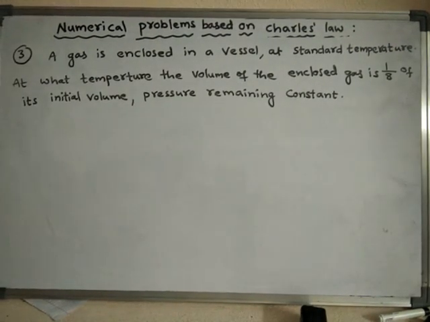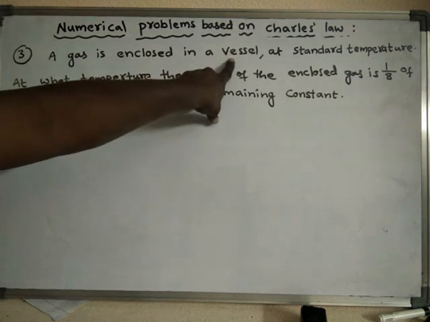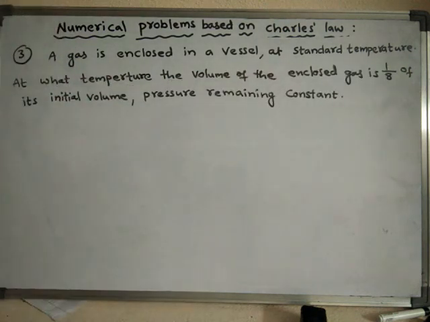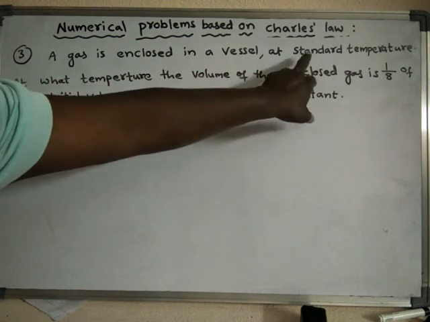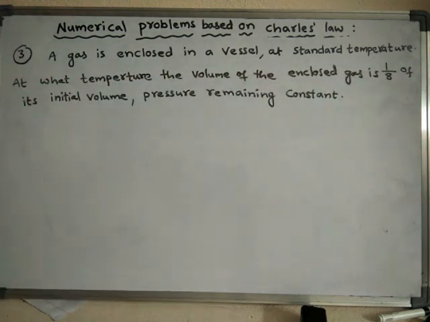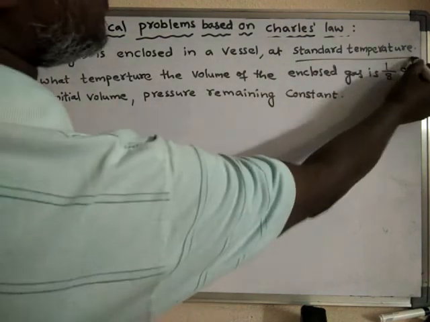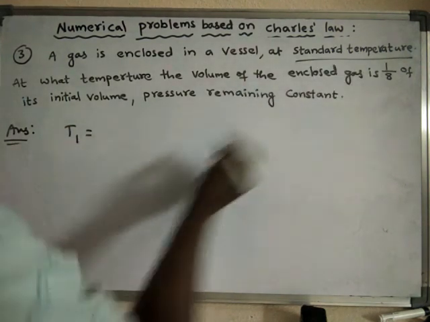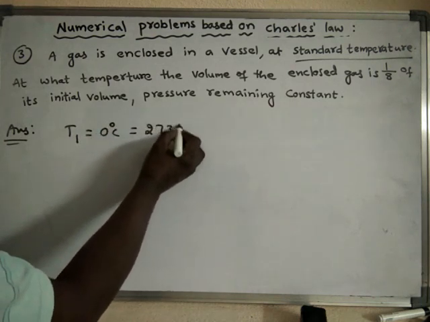Now let us look into the third problem. The third problem says that a gas is enclosed in a vessel at standard temperature. That means a gas is present in a vessel under standard temperature. So what is the initial temperature? Standard temperature means 0 degrees centigrade, which is equal to 273 Kelvin.